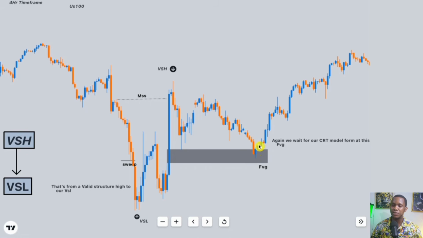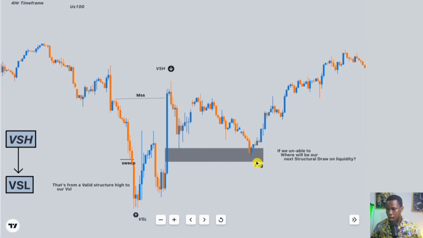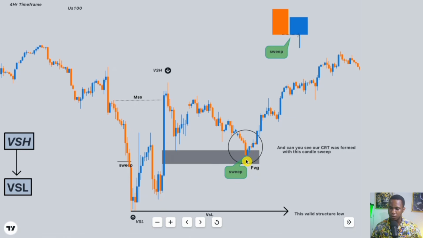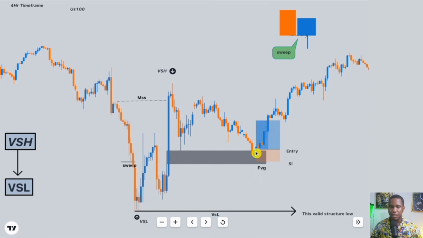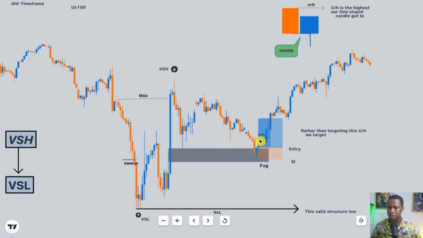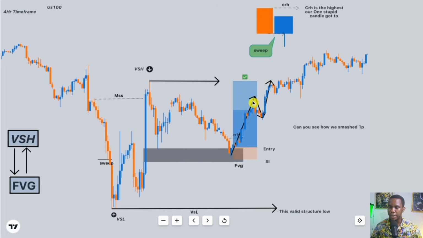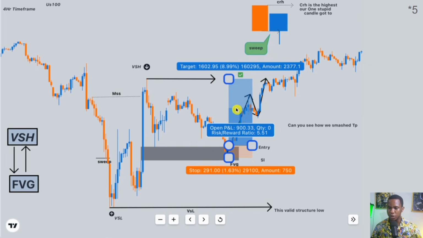Again, can you see our CRT is forming at our fair value gap? And if you're unable to form a CRT at this fair value gap, where will be our next structural draw on liquidity, guys? This value structure low. Again, can you see our CRT was formed by this candle sweep here, this one candle. Make our entry here, stop loss below here. Rather than targeting this candle range high, we targeted this value structure high. And can you see how the market moved to our take profit, smashed? And this is a 1:5 RR.